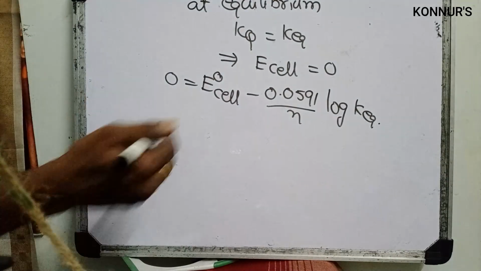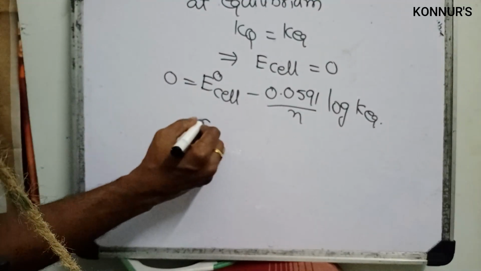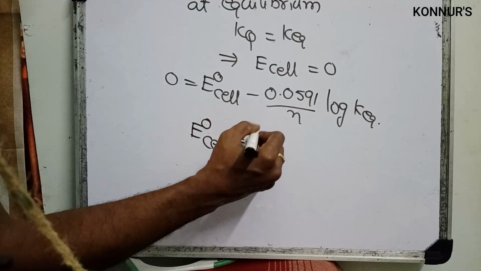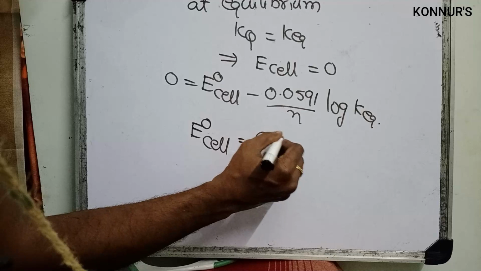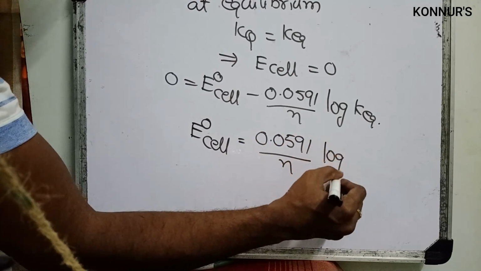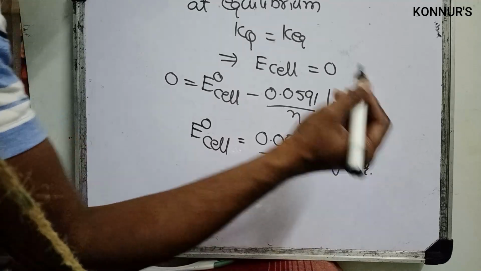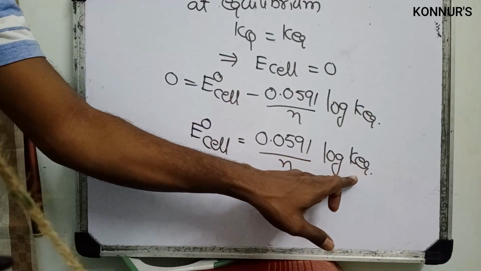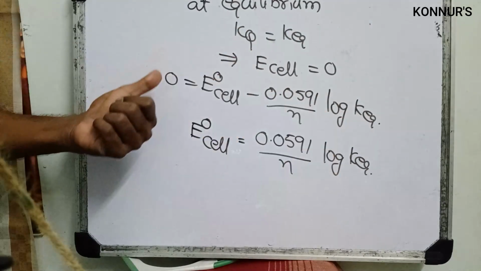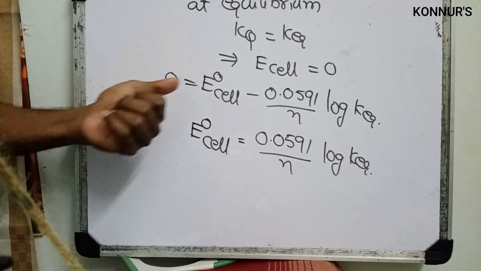Therefore E naught cell, the standard electrochemical cell value, equal to 0.0591 by n log of K equilibrium. If you put K equilibrium, the E cell value is 0. K quotient means it is not 0.